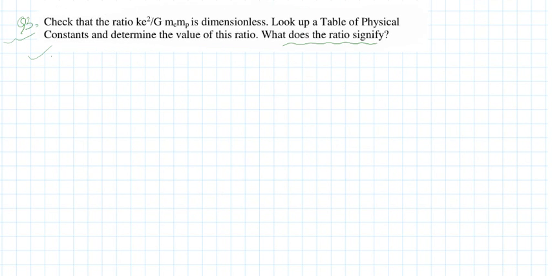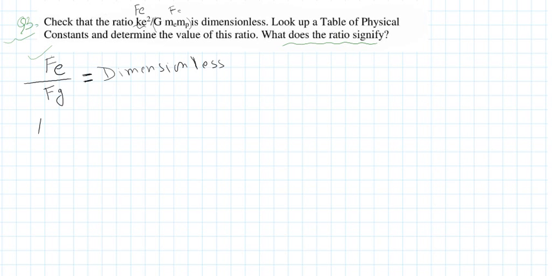Now the third question: check that the ratio of the electrical force or electrostatic force to the gravitational force is dimensionless. Dimensionless means it must be unitless. So what does dimensionless mean? It must be unitless, meaning it should not have a unit.